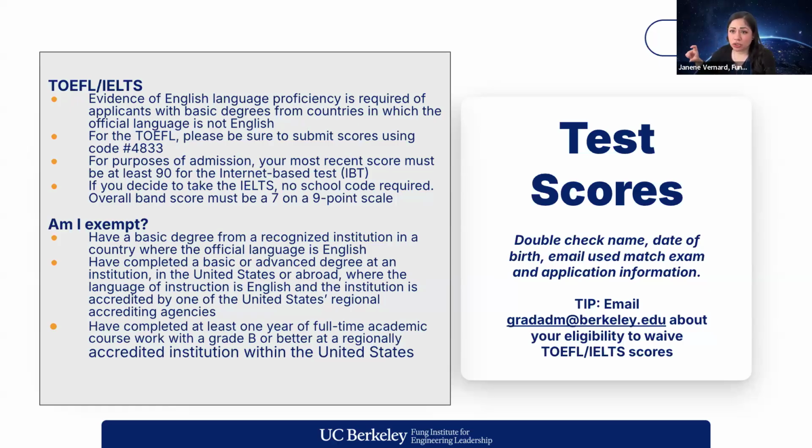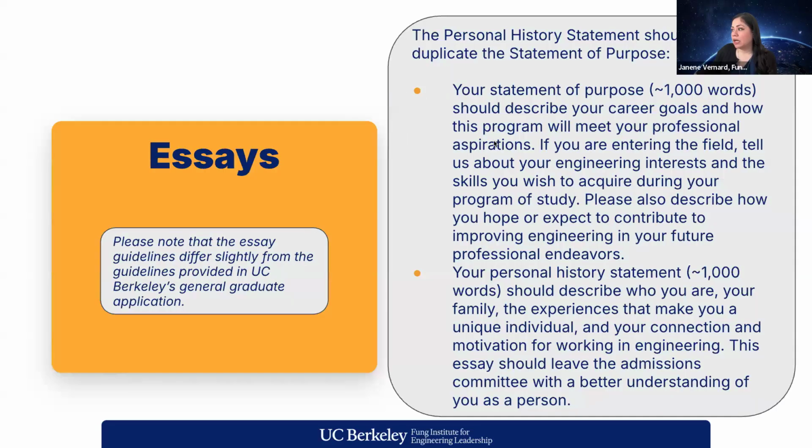Make sure it's the same cadence or the same structure for anything: your name, your email. Make sure it's the same Gmail address. Otherwise, the test scores won't automatically match and we will need to do it manually. And if you still have a question about whether you're exempt, you can email gradadm@berkeley.edu to check your eligibility to waive the TOEFL scores. You can also email us.